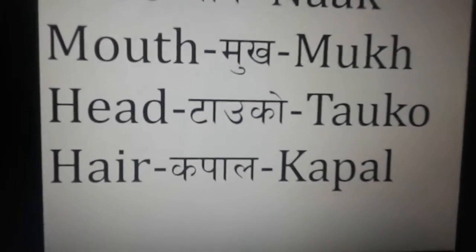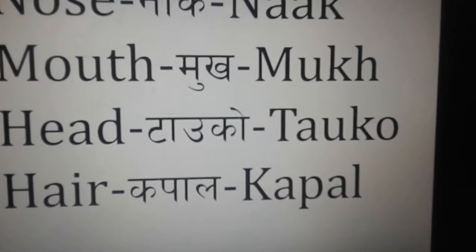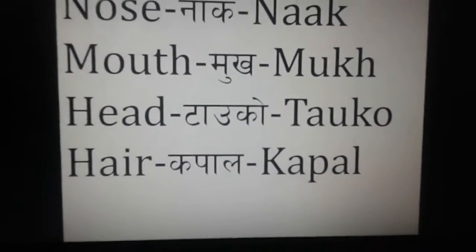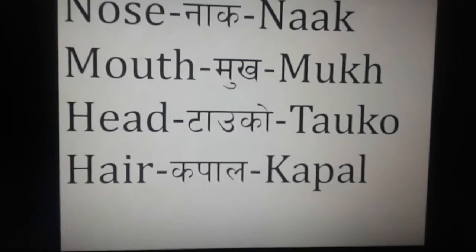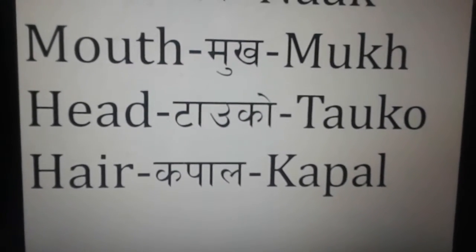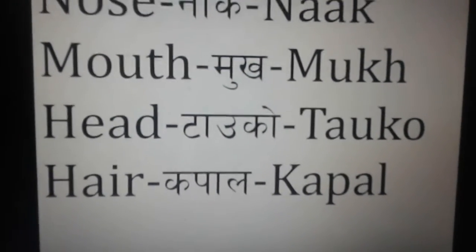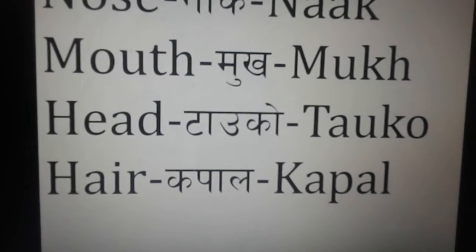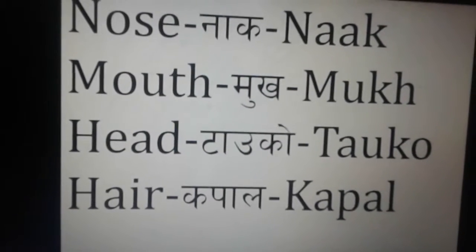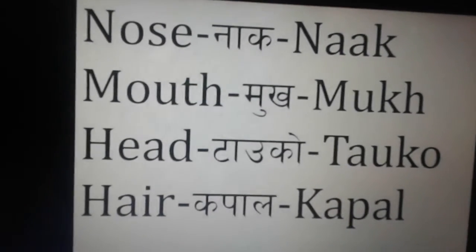Okay? Head, H-E-A-D. Head means tauko, T-A-U-K-O. You can see there, Roman also. Hair, H-A-I-R. Hair means in Nepali, kapal. If you want to read in Roman also, K-A-P-A-L, kapal, okay? Hey guys, we will learn more vocabulary in Nepali in next episode.